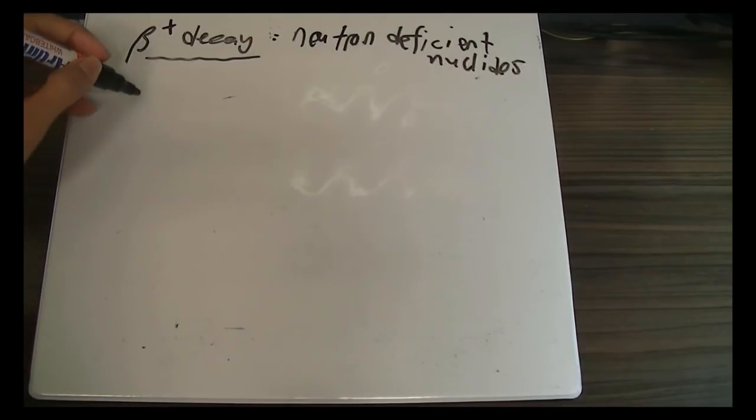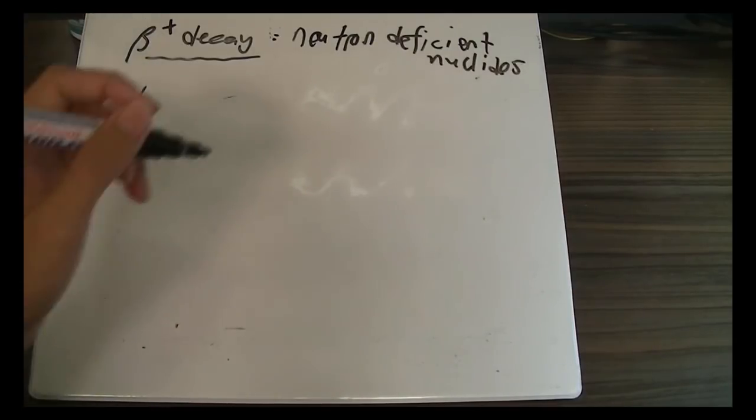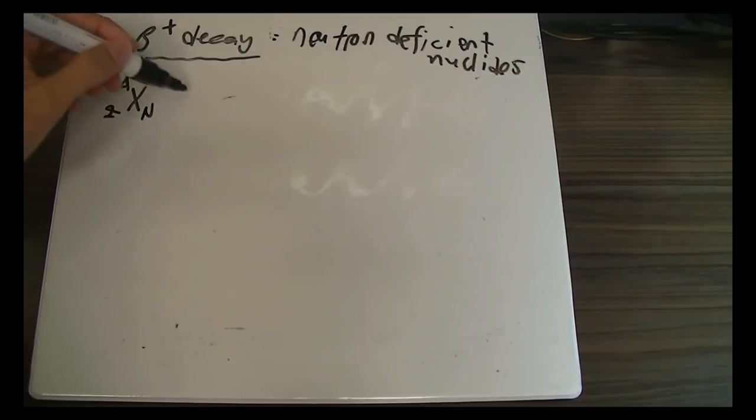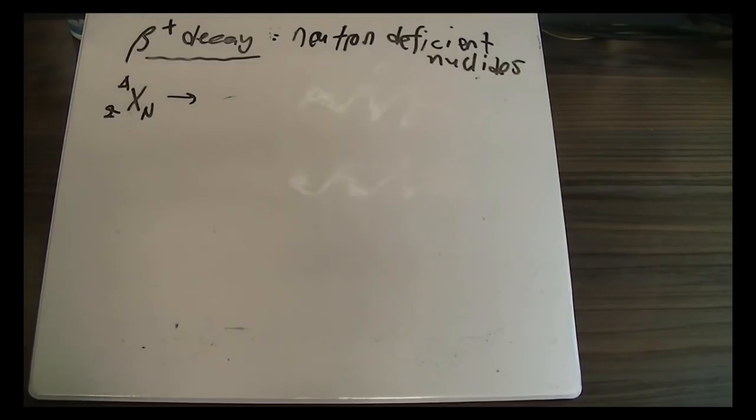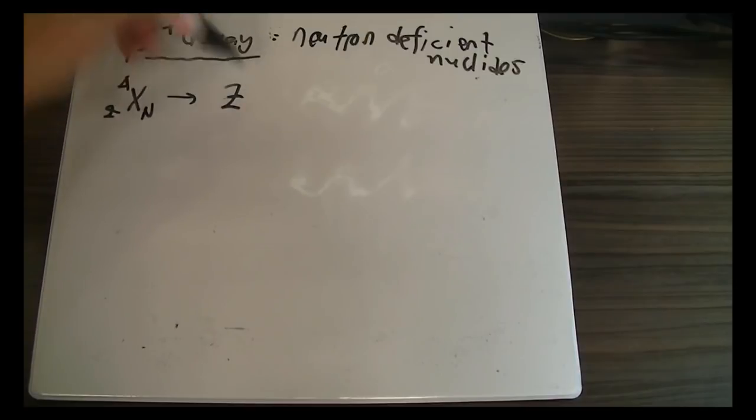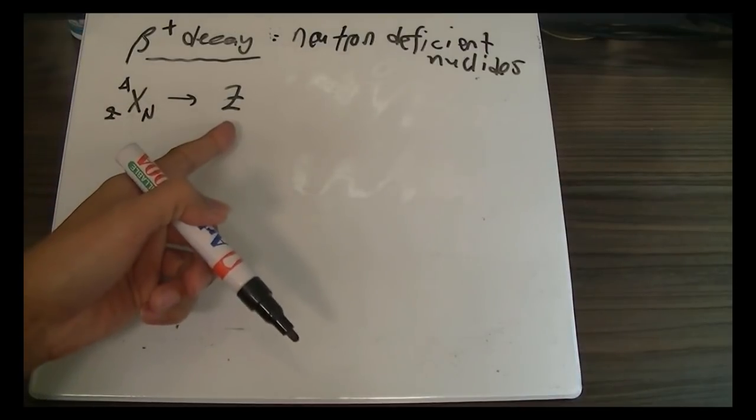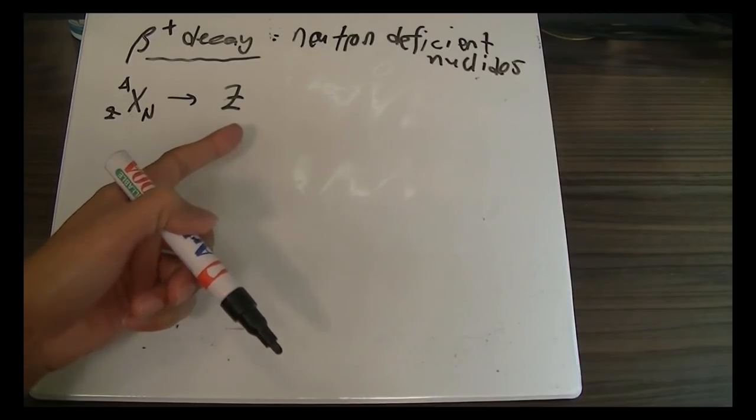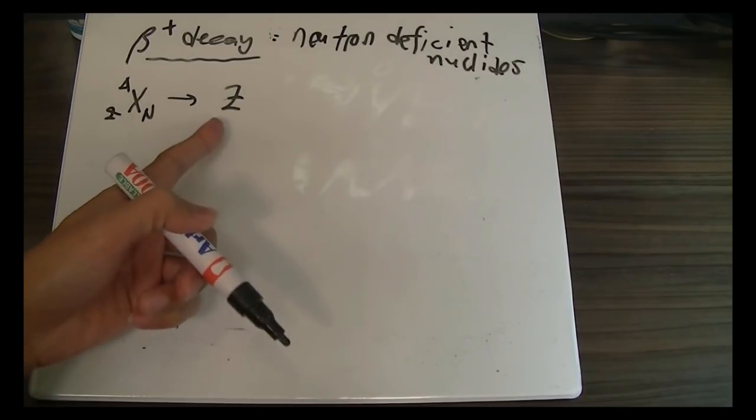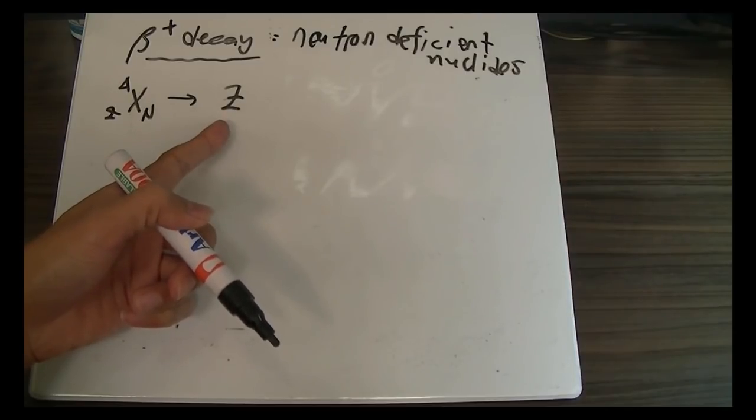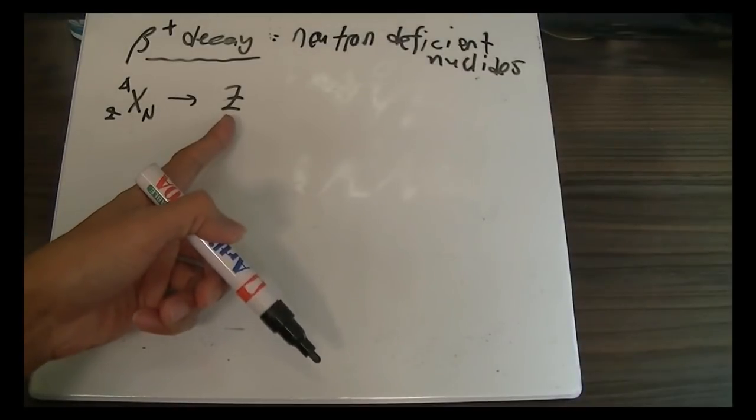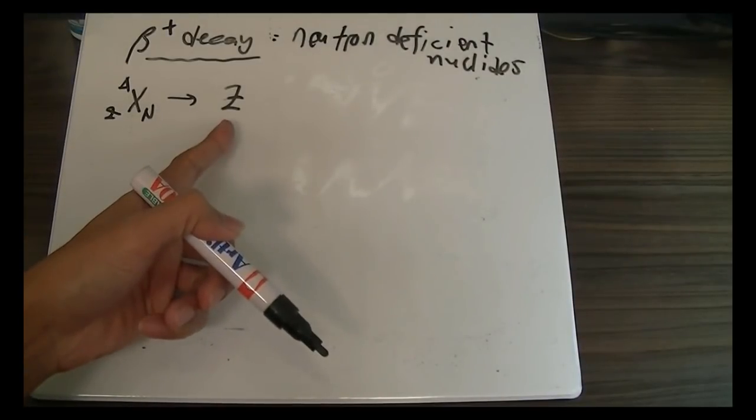As usual, we begin with the parent nucleus, A, Z, N, changing to the daughter. Sorry, I use Z as the symbol for the daughter nuclide. Don't get confused, because it is the same. You can use any symbol you want. During the explanation for alpha decay, I used Y. The concept is still the same, just the symbol is changed. So now I use Z for the daughter nuclide.